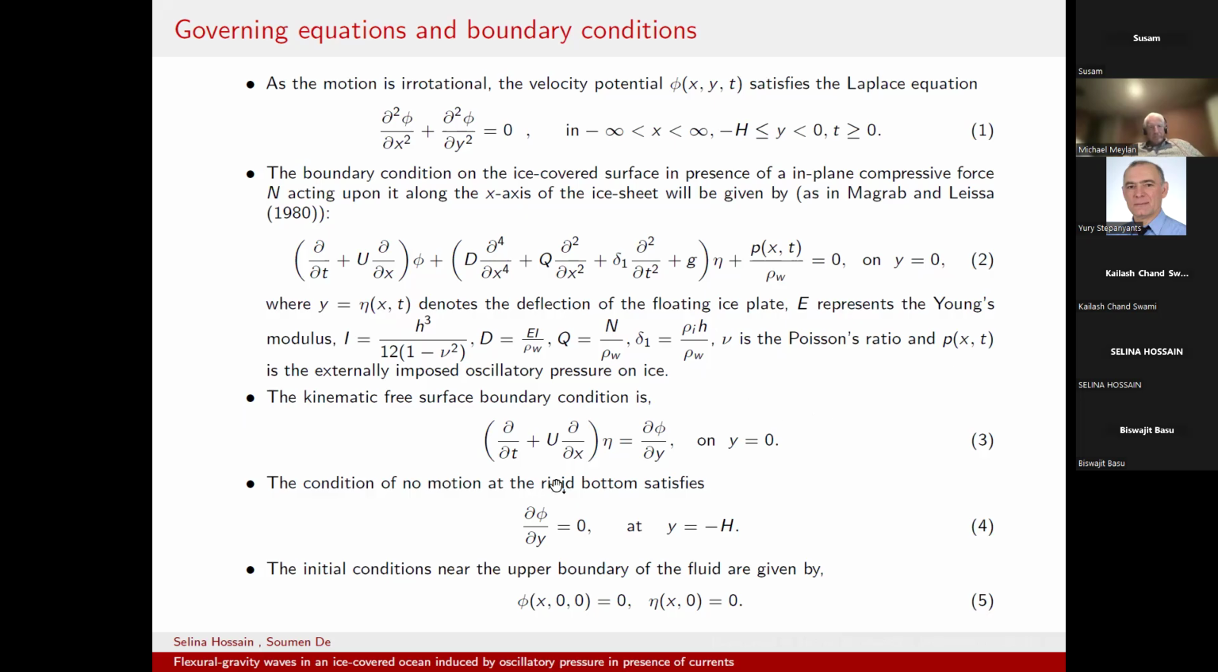The kinematic free surface boundary condition is given in equation 3, and the condition at the rigid bottom satisfies equation 4. And the initial conditions are chosen as given in equation number 5.